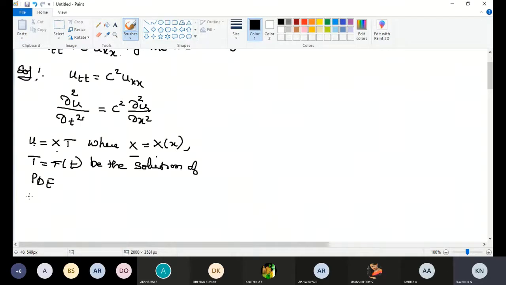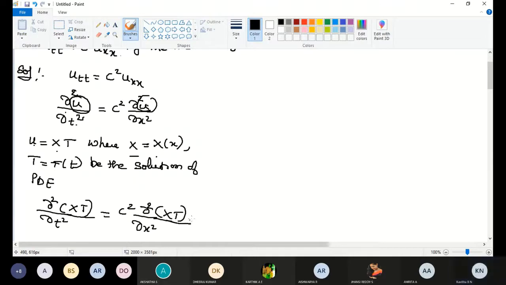Okay, then take down here this equation: del square u by del t square. In place of u, here observe here, in place of u we have to substitute capital X and capital T. Okay, then c square del square u by del x square, then in place of u, substitute here capital X and capital T.